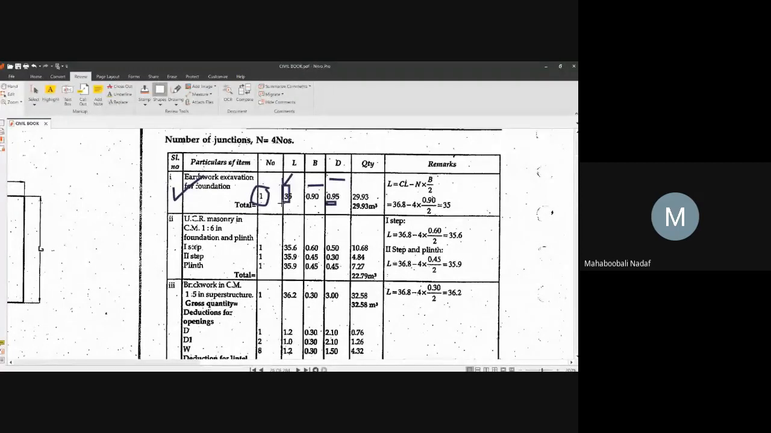Now, how to get this length? Center line length original, that is 36.8, which you have calculated, minus number of junctions into B by 2, where B is the width of that item. How much?